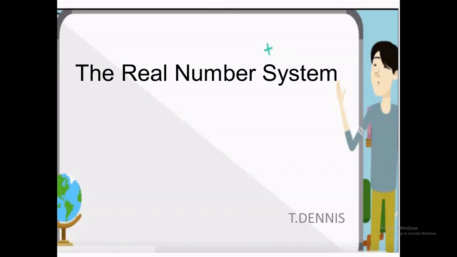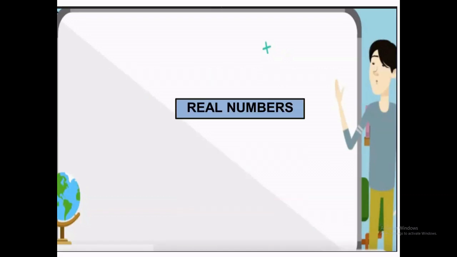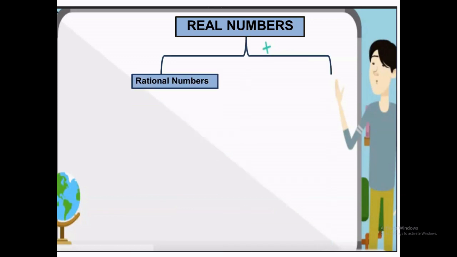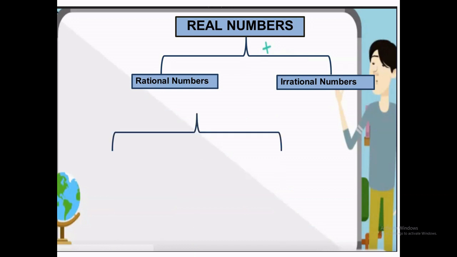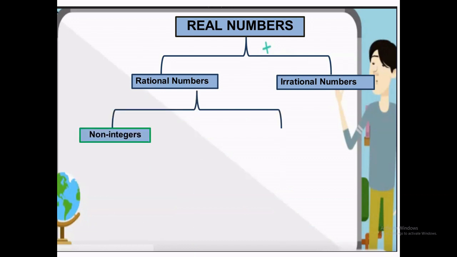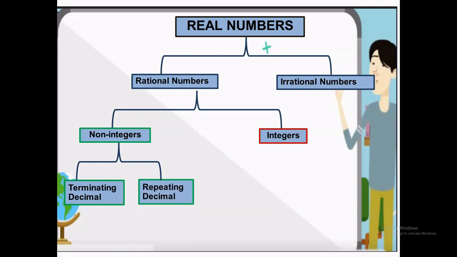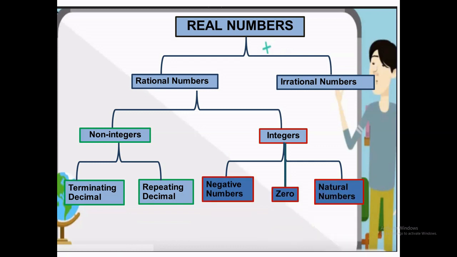Our lesson for today is all about the real number system. Real numbers are composed of rational numbers and irrational numbers. Rational numbers are made up of non-integers and integers. Non-integers are terminating decimal and repeating decimal. Integers, on the other hand, have negative numbers, zero, and natural numbers. Zero and natural numbers are also called whole numbers.